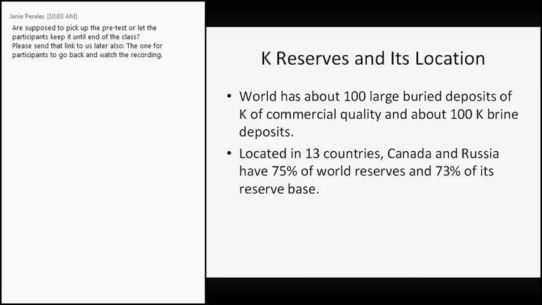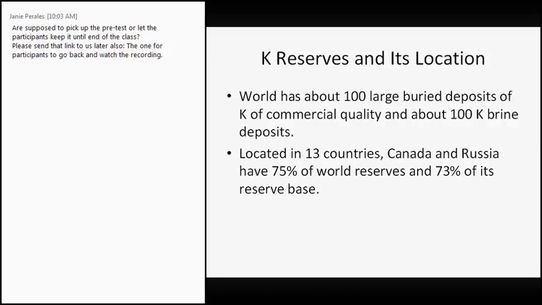If we take a look at what we have from a standpoint of reserves across the world for potassium, like we talked about the phosphorus last week, we've got about 100 large buried deposits of potassium that are of commercial quality, and then we've got about 100 potassium brine deposits that can be easily mined. So what's brine? Well, brine is deposited from an ocean standpoint. So the ocean is actually fairly high in potassium as well, and where those deposits are, we can actually mine that and produce potassium fertilizers.